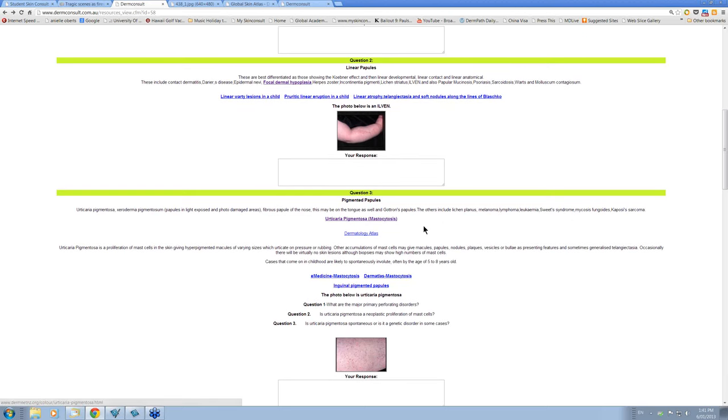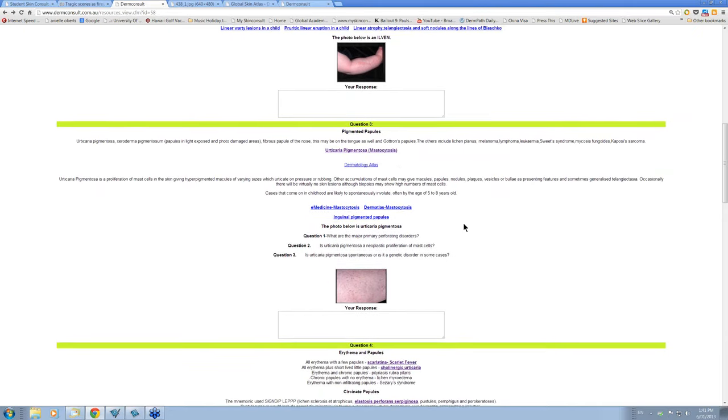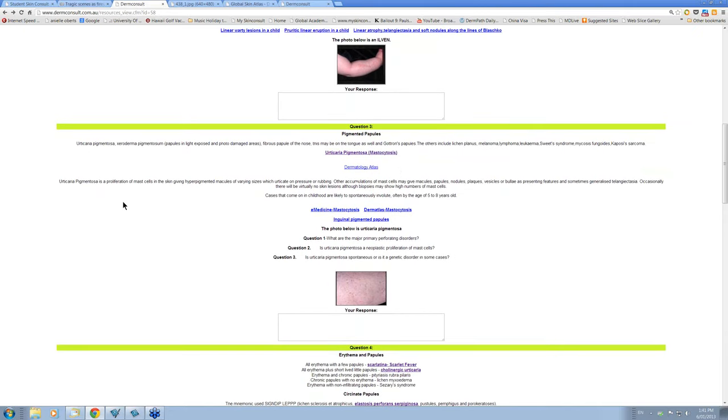This was, I think, a DermNet reference on mastocytosis, worth having a look there. And this was some dermatologist cases as well. I won't bother going into these just now, but you can look at these when you're going through it yourself. What have we said here? Urticaria pigmentosa, proliferation of mast cells giving hyperpigmented macules. Yeah, I thought they were mainly macules. Urticate on pressure or rubbing. Other accumulations of mast cells give macules, papules, nodules. Solitary mastocytoma can present as a plaque in a child and may only blister when it's rubbed after a bath. But remember, you can get vesicles and bullae as well in urticaria pigmentosa.